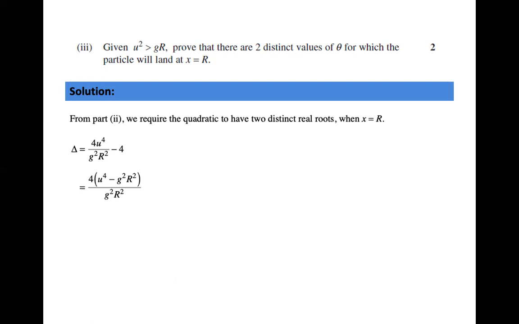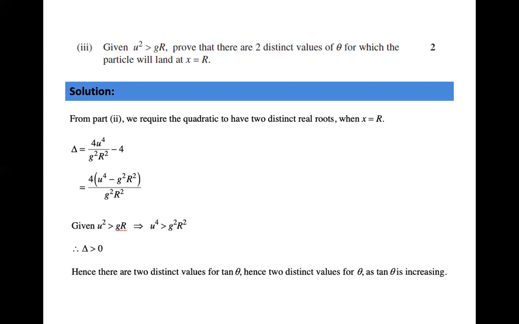And if we look at the discriminant, whenever we're talking about distinct and real roots, we should automatically think discriminant. And the discriminant after substituting x equals r came out to be this expression, which was quite cumbersome, but remembering that we're only trying to show that this expression for the discriminant is positive and therefore revert back to u squared is greater than gr, we can show that u to the 4 is greater than g squared r squared, which then indicates that we have a discriminant which is greater than 0.